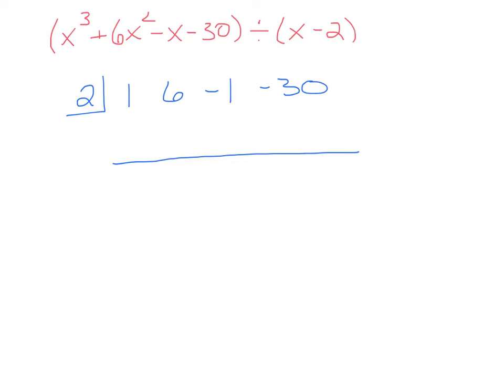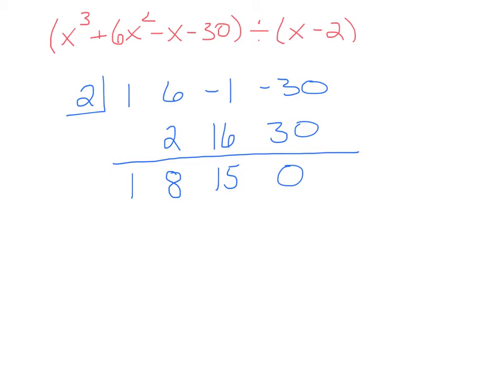And now the process starts, and it's a very simple process. You take the first number and you bring it straight down. So we got a 1. Now you take the number that's in the box and multiply it by this number, and so that's 2. Now we add, so we do 6 plus 2 and get 8. And now we multiply 2 times 8 for 16. And now we keep repeating that until we're over. So we add for 15 and multiply for 30 and add and get 0.